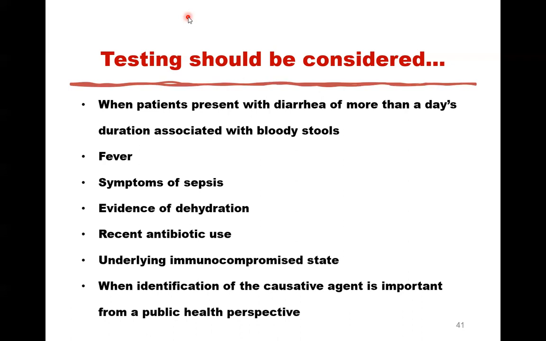When identification of the causative agent is important from a public health perspective, this cannot be overemphasized because we need the data. The data helps with surveillance and helps with intervention. So if it's going to be of public health significance, you don't have to question why you have to send the sample to the lab. Is that clear?